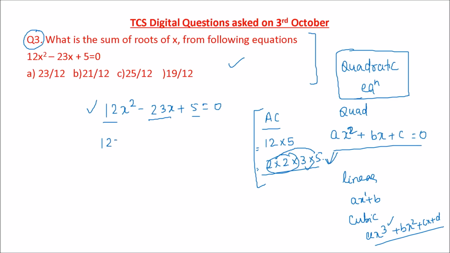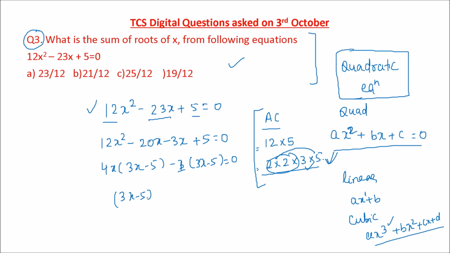So 12x square minus 20x minus 3x. See, 20 and 3 we have got as factors, plus 5 is equal to 0. Now take 4x common. So 3x minus 5, minus 3 into, sorry, here 1. So here it will become 3x minus 5. Now friends, 3x minus 5 into 4x minus 1 will be equal to 0. So equate this to 0: x will be equal to 5 by 3, and equating this to 0, x is 1 by 4.